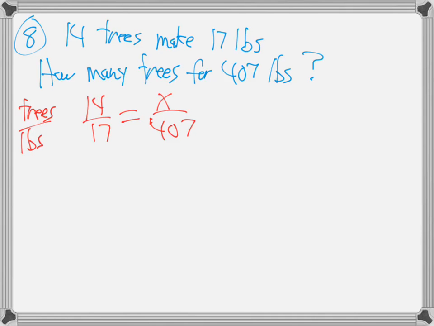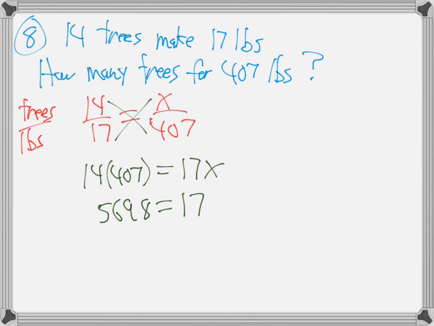How do you solve two equal fractions? Cross multiply. Diagonal, diagonal, like back when we did the slope stuff. So 14 times 407, 17 times x. That's probably some giant number. Somebody got that? 14 times 407? 5698 is 17x. All right, good.